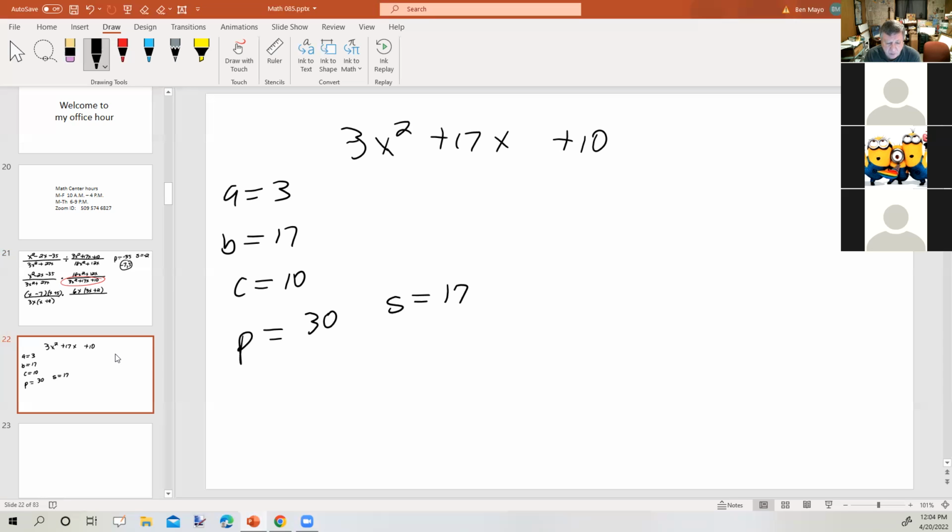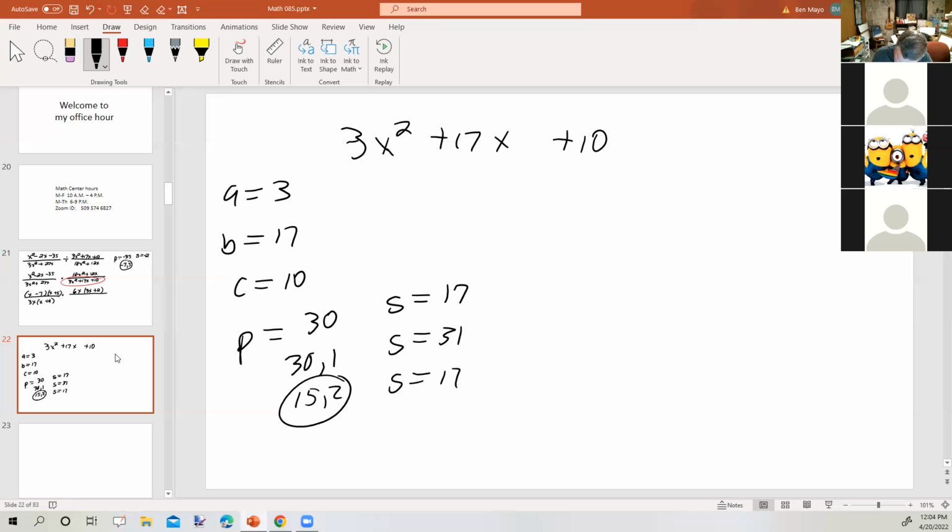The numbers have to both be positive or both be negative to get a positive product. But to get a positive sum, they couldn't both be negative. So we're looking for two positive numbers. How about 30 and 1? Well, that sum is 31. How about 15 and 2? Well, that sum is 17. There's our two numbers. Okay with that?